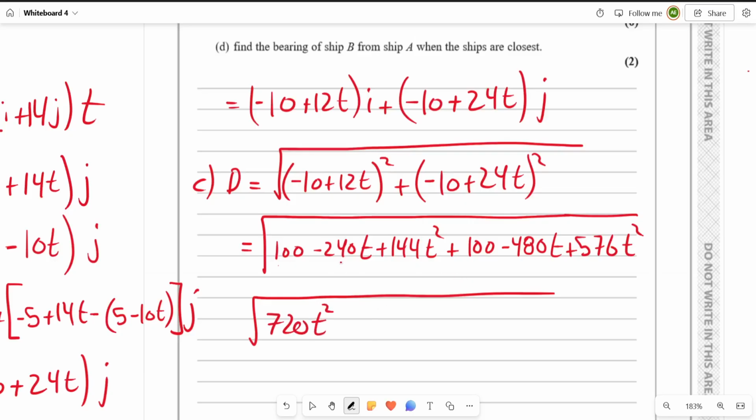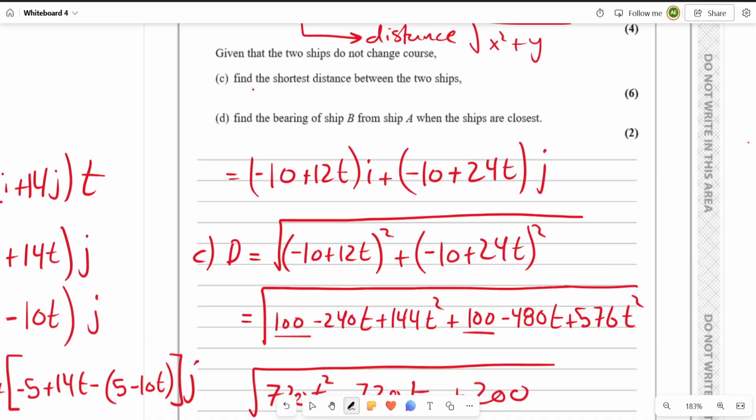And then let's do the t term. We have negative 240 minus 480. That is going to give me minus 720t. And then we have 100 plus 100, that is going to be plus 200. This is my distance. So if I want the distance at any specific time, I just substitute the time in there and solve it on the calculator. It is going to give me the distance at that time.